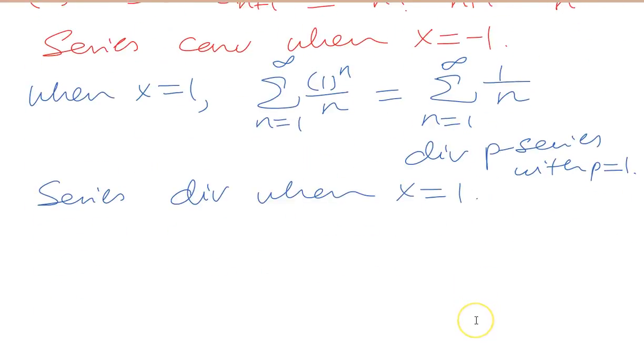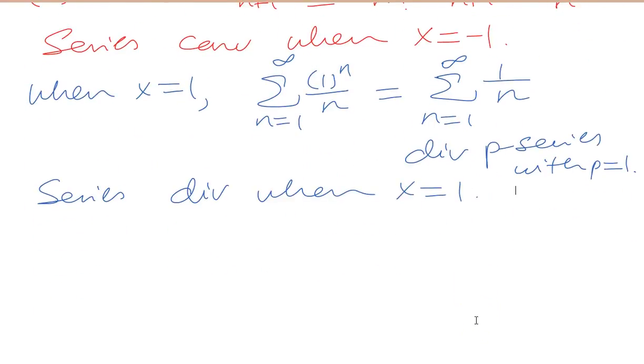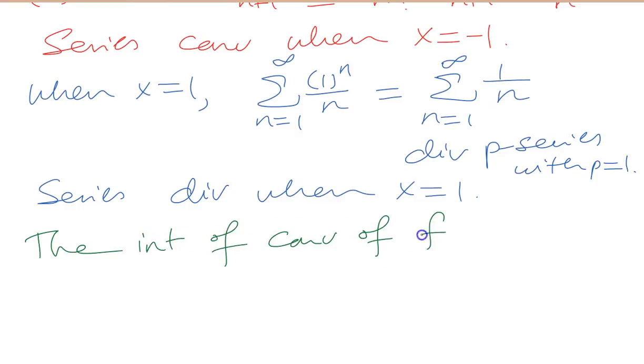So guys, what can we say about the interval of convergence of f of x? It converged at -1, it diverged at 1. So half closed, half open, and the ratio test told us that it was convergent for all values of x between -1 and 1.